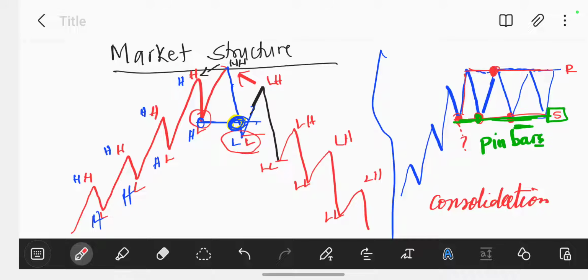The support. If the support is broken, it means that the buys are now invalid. I cannot be looking to buy anymore. I'll be shifting my focus to selling, because now the sellers have won. They have broken the support, so I'm assuming they will continue to push the price even lower.